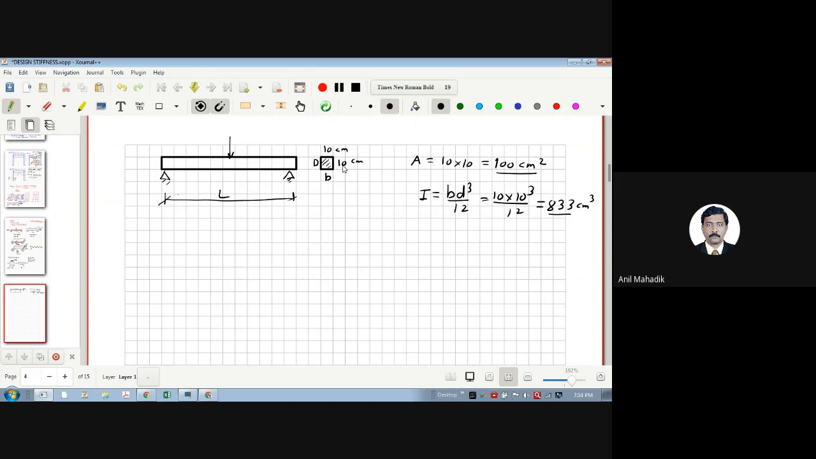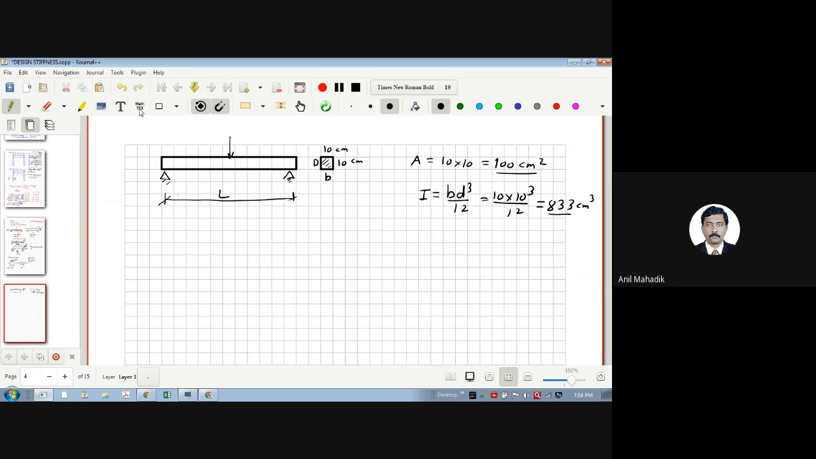Let's increase the depth by 2 times. For example, 20 and 5 we can take. So for keeping the same area, let's say we are trying to use the same area. I don't want to change the material area or material volume, I don't want to change this, but I want to change the size only.